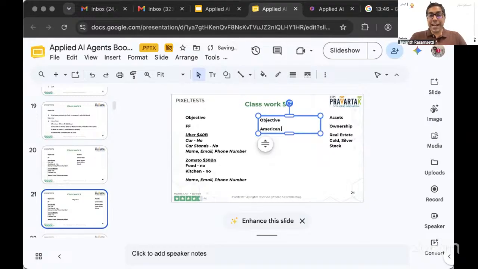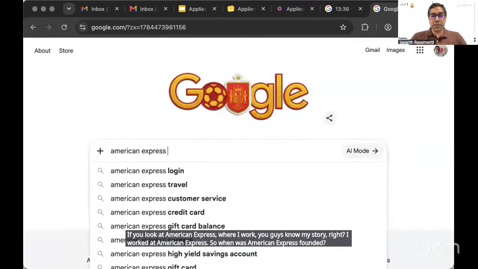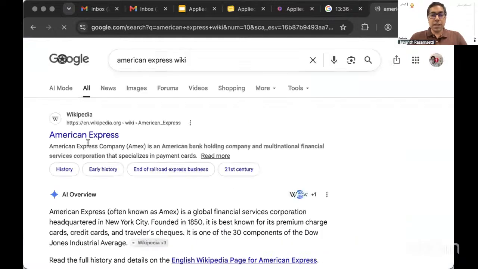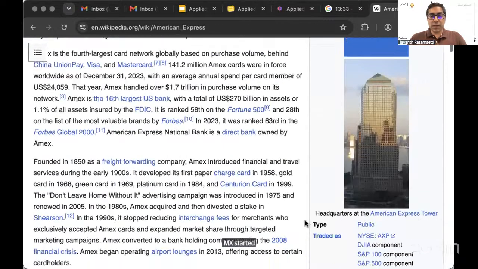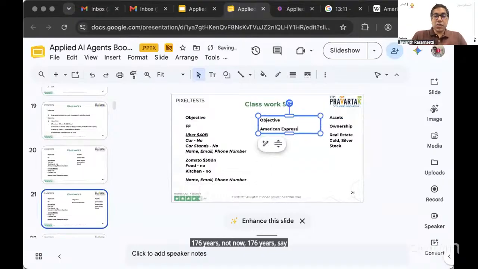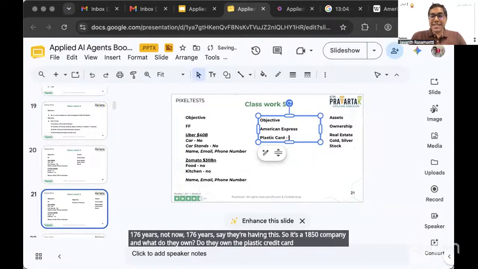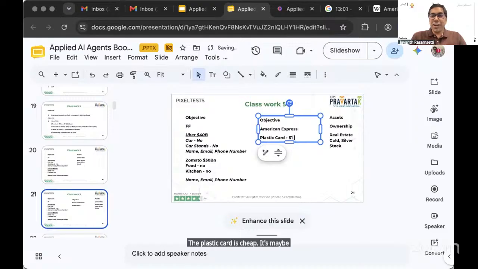If you look at American Express, where I worked, you guys know my story, right? I worked at American Express. So when was American Express founded? Amex started in March 1850. How many years is that? Type in the chat box, how many years is that? 176 years, say, they're having this. So it's a 1850 company. And what do they own? Do they own the plastic credit card? The plastic card is cheap. It's maybe $1. Nah, the card is cheap.